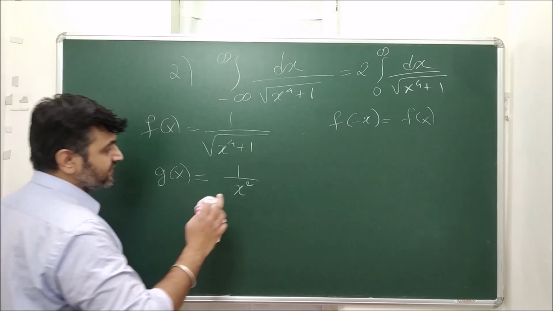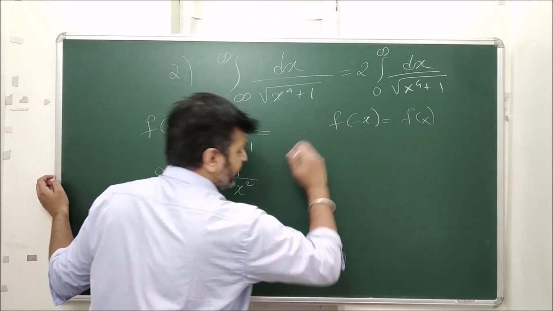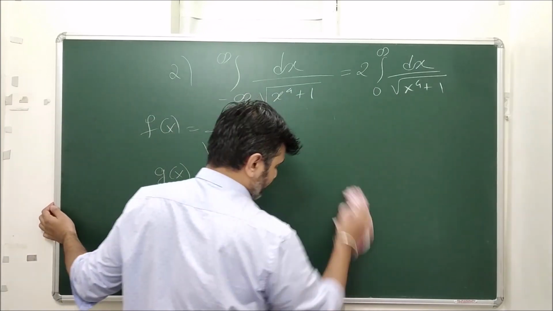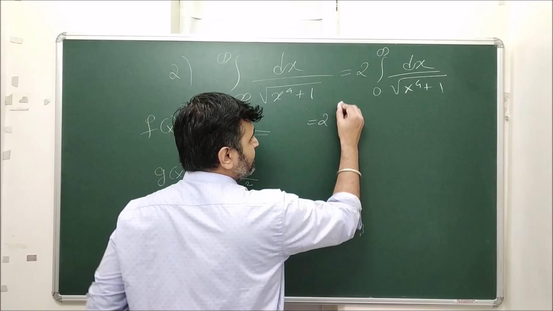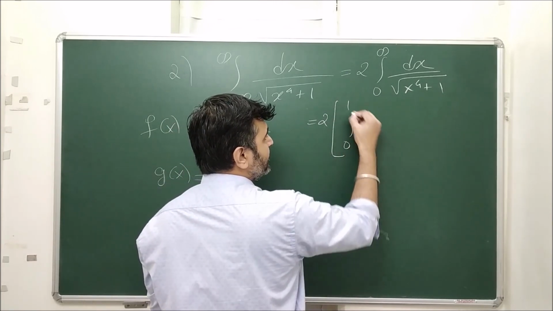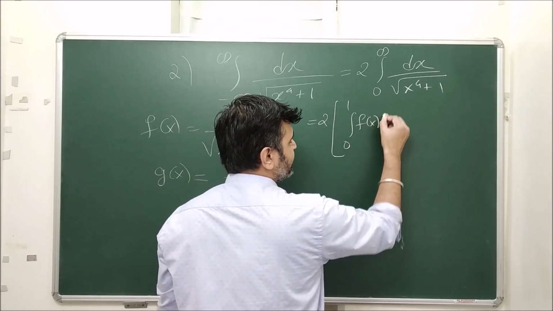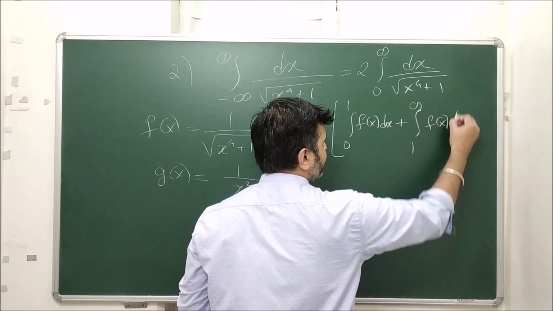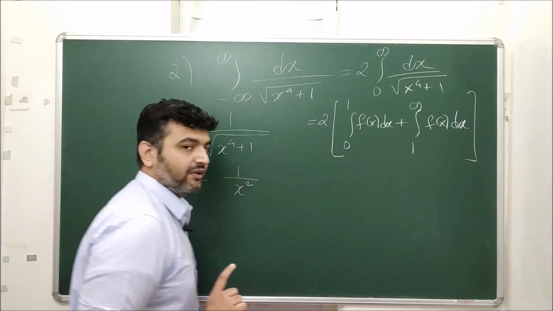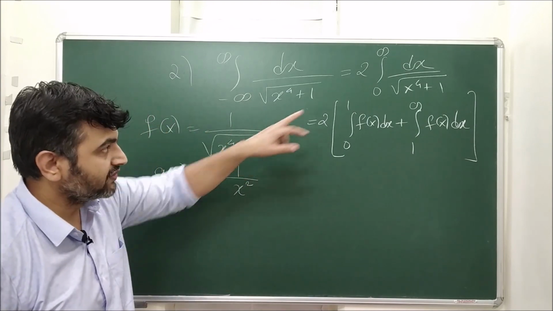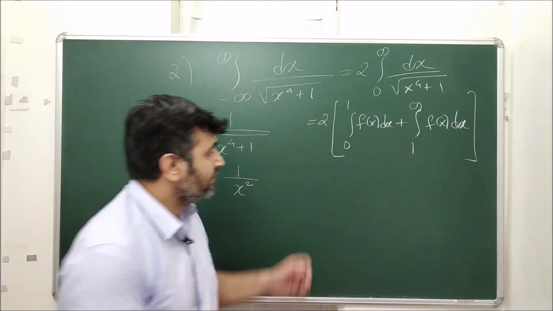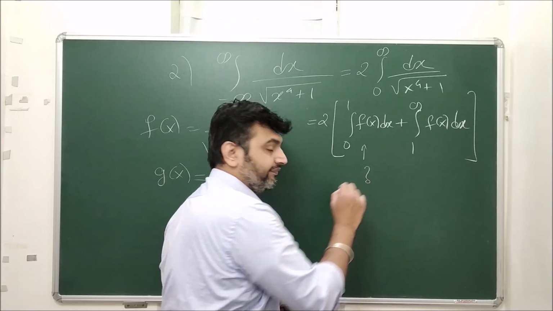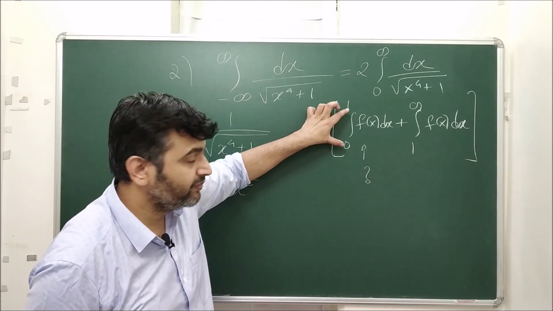So what you do is you write this integral. So let me erase this. So what I will do is, this is 2 times, this is 0 to 1 f of x dx plus 1 to infinity f of x dx. That's the smart work I am doing. Okay, f is what? This 1 upon this. Now does this integral exist? Yes. Why? Because the domain is bounded.